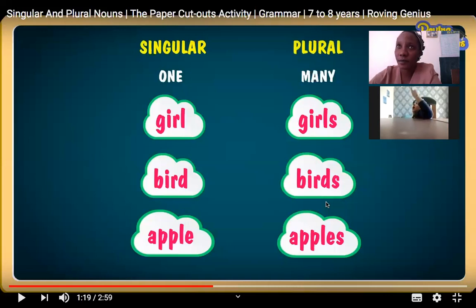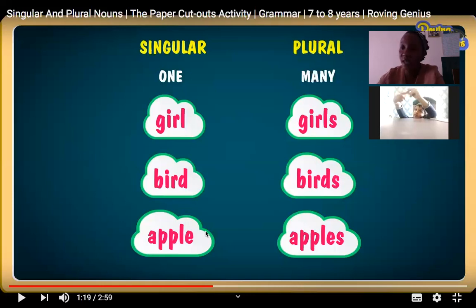When there's 1, you say bird. And when there's 5, what do you say? Say it loudly. Birds. When there's many, you say birds. Then when you have 1 apple, you say, I've got an apple. Then when you have 2, what do you say? I have 2 apples. Good boy. When there's many, you say apples. When there's 1, you say apple, right?